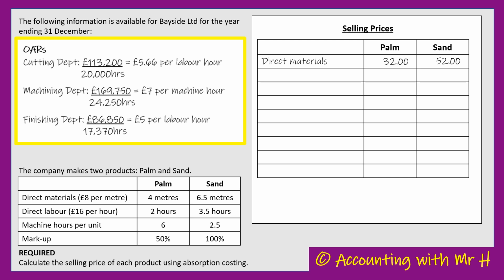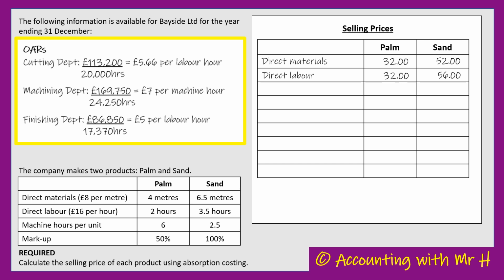Then I'm going to move on to the direct labour. For palm, it takes 2 hours of direct labour at a rate of £16 per hour. So 2 times 16 is £32 worth of direct labour. To make a unit of sand, it's 3.5 hours of labour at £16 an hour. So 3.5 times 16 is going to cost £56.